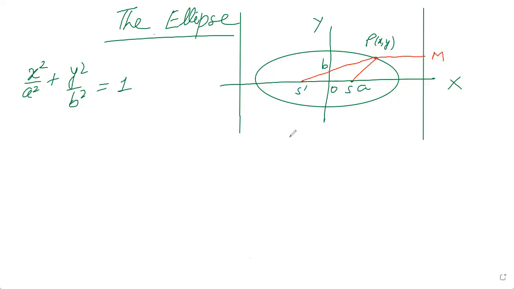So basically the definition of ellipse is what? If you have a relation satisfying PS is equal to E times PM, where E is less than 1. So here your eccentricity E is less than 1. E is called eccentricity.